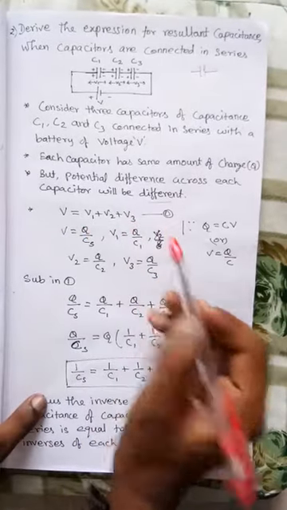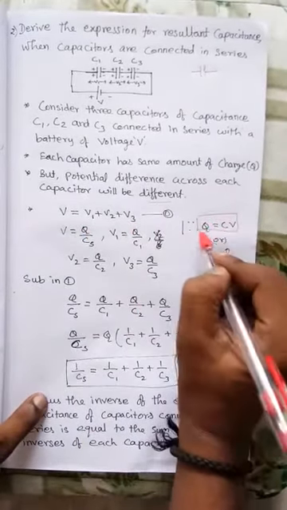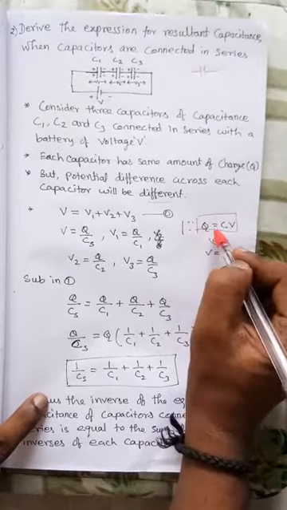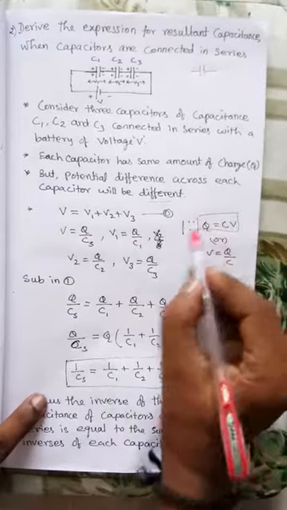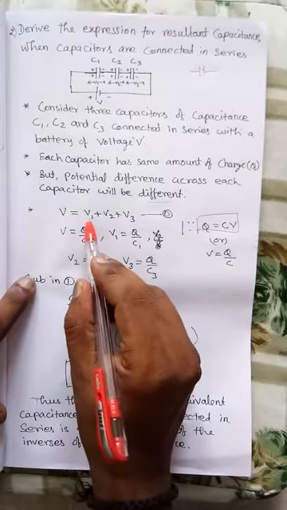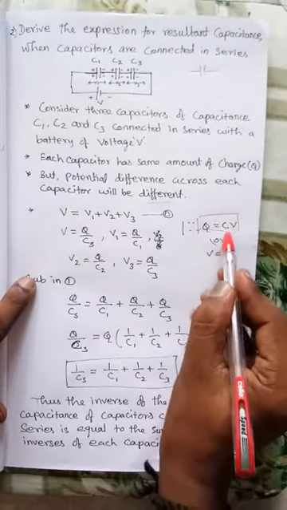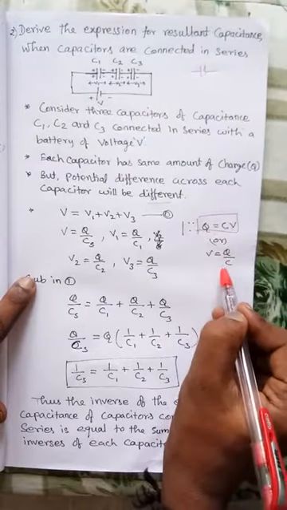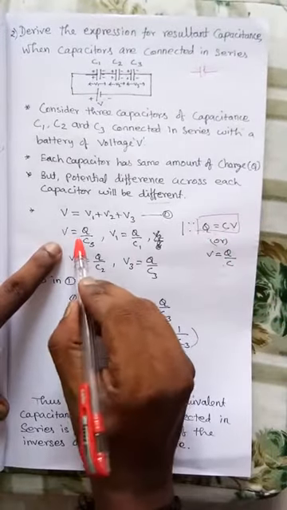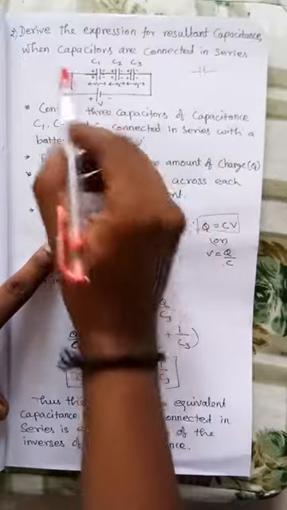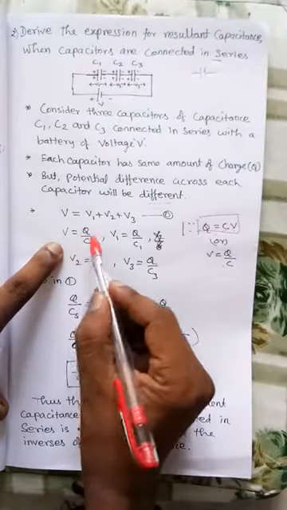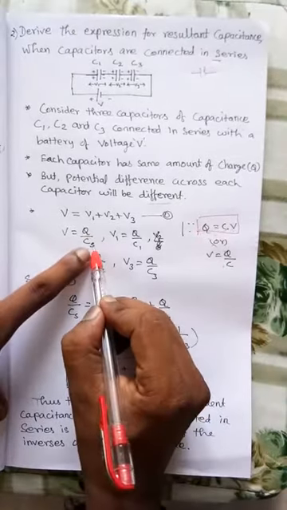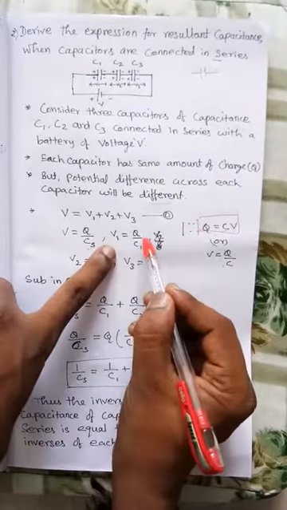Take this as equation number 1. Now this is a very important formula: Q is equal to CV. Charge is equal to capacitance into potential. If you want the V value, V is equal to Q by C. Here, V is equal to Q by Cs, where s means series connection. In general, V is equal to Q by C, and s means series connection. So V1 is nothing but Q by C1.